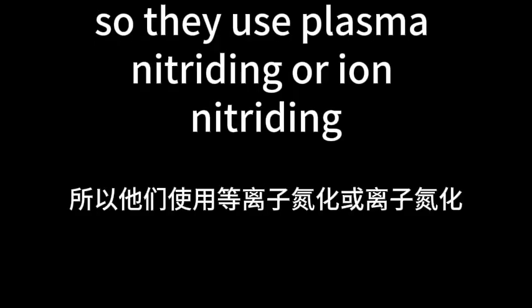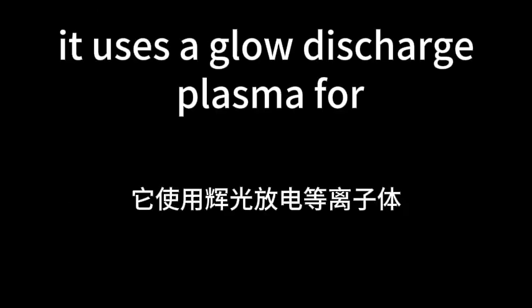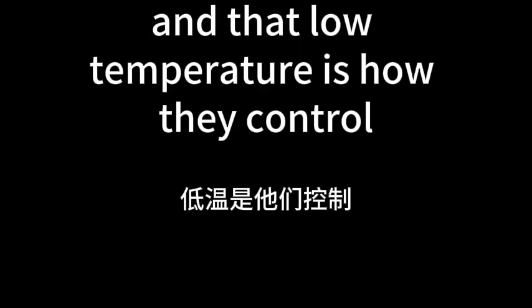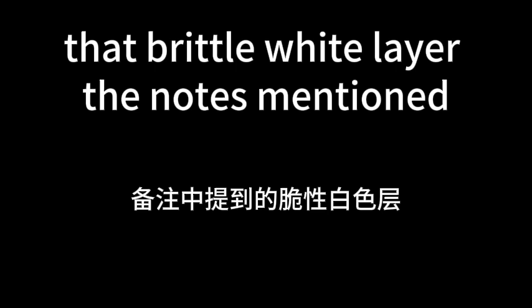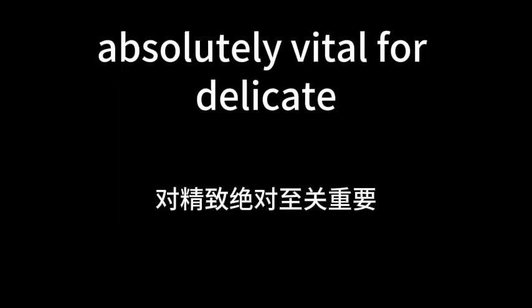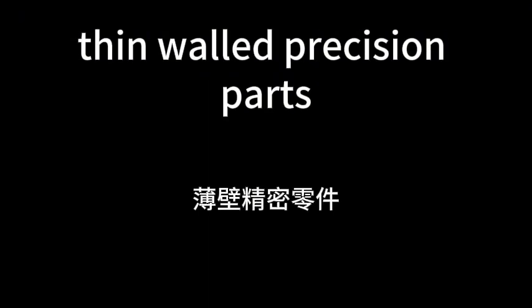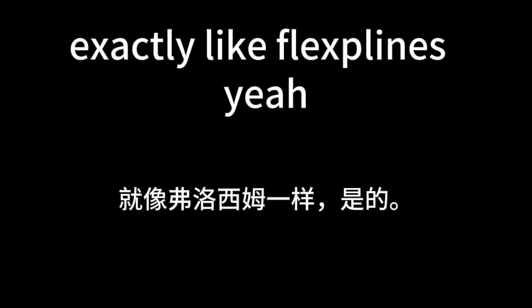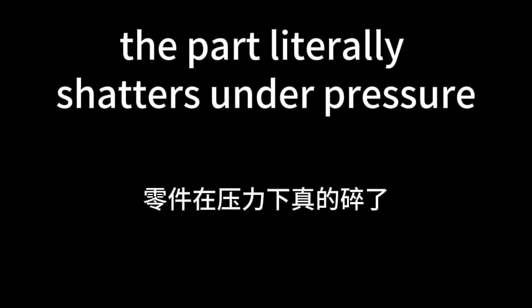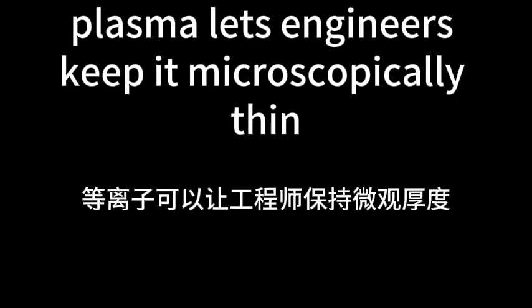Exactly. But delicate, thin parts will warp in a standard high-heat furnace. So they use plasma nitriding, or ion nitriding. It uses a glow discharge plasma for low-temperature surface hardening. Oh, and that low temperature is how they control that brittle white layer the notes mentioned. Precisely. Controlling that white layer is absolutely vital for delicate, thin-walled precision parts. Like flex splines. Exactly, like flex splines. If that layer gets too thick, the part literally shatters under pressure. Plasma lets engineers keep it microscopically thin.